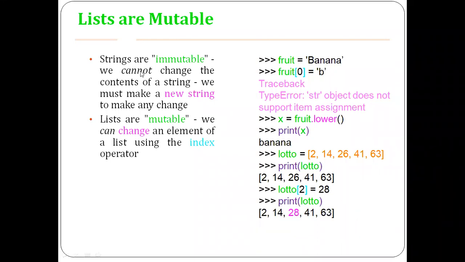That is what it means for lists to be mutable, whereas strings are immutable. A string is immutable in the sense that once the string has been initialized, you cannot make any changes or change the contents of a string, whereas lists are mutable. We can change an element of a list using the index operator. So that is the example of lists being mutable.